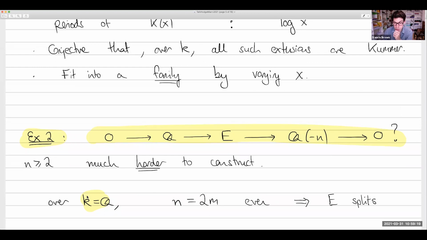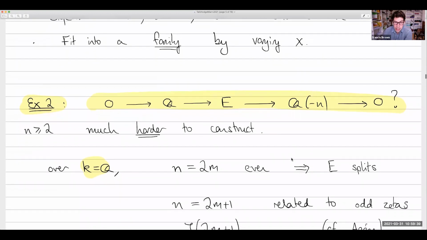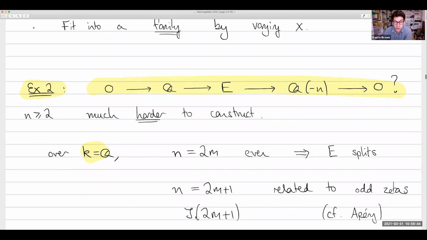So already over the number field Q, we sort of expect, I guess it's a conjecture in some sense, in a precise context it's a theorem, that any such extension should always split when the Tate twist is even. When it is odd, there should be exactly one such class of extensions, and the period should be the odd zeta value, zeta of 2m plus 1. So of course, as I said, there are circumstances in which this is true, but in full generality, without any conditions on where we're working, this is conjectural.